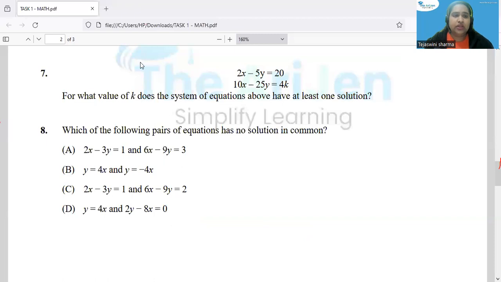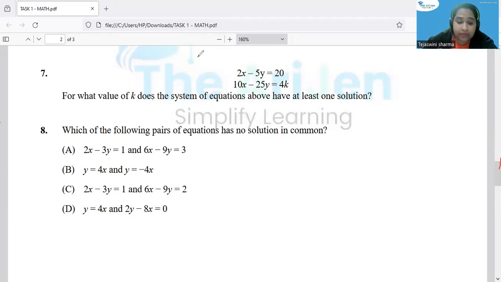So question number 7 here has also been given to you as a system of two equations: 2x minus 5y equals 20 and 10x minus 25y equals 4k. For what value of k does the system of equations above have at least one solution? So for one solution, 2x minus 5y equals 20, and for that, if you want to find the slope, it will be 2 by 5, and the slope of 10x minus 25y equals 4k is 10 by 25.